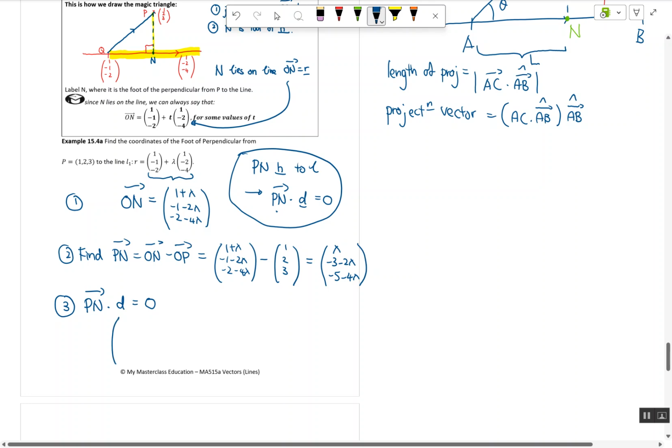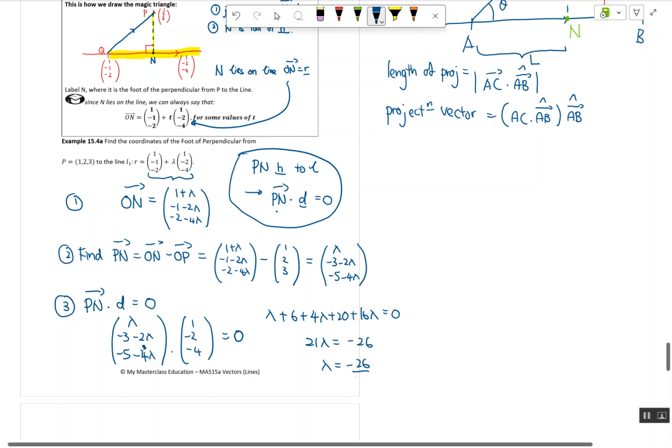So I will have lambda minus 3 minus 2 lambda, as well as minus 5 minus 4 lambda, dot, just take the direction vector, 1, minus 2, minus 4. It must be equals to 0. Okay, so work out your lambda. Lambda plus 6 plus 4 lambda plus 20 plus 16 lambda equals to 0. So 21 lambda is equals to negative 26. Lambda is equals to negative 26 over 21.